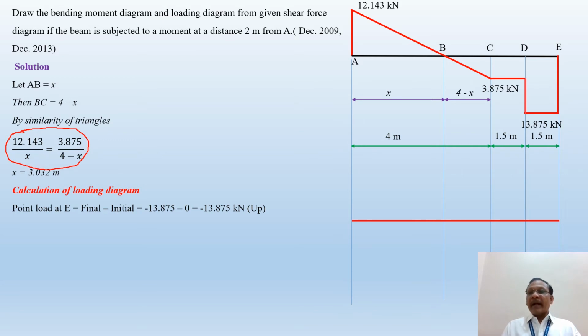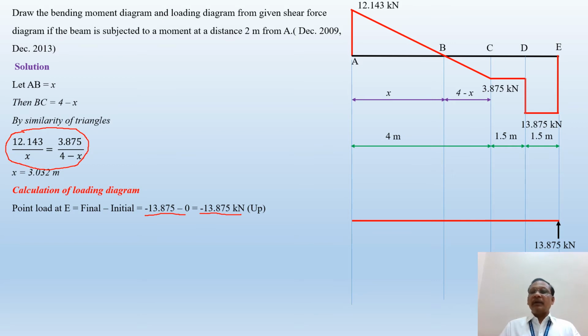Then the magnitude of a point load at E is equal to final minus initial. Final minus 13.875 minus 0, I have written here. So the final value will be minus 13.875. The minus sign indicates that the force is acting vertically upward, because downward is taken as positive and upward is taken as negative. So here you will get the force, and its magnitude is 13.875.